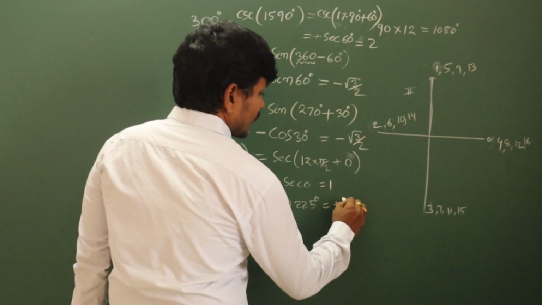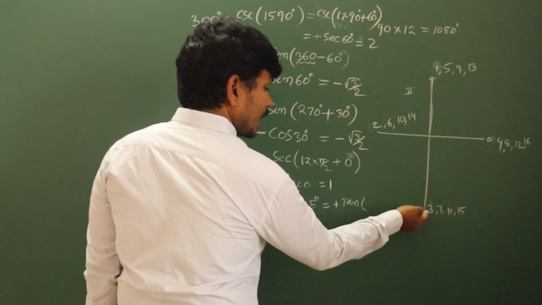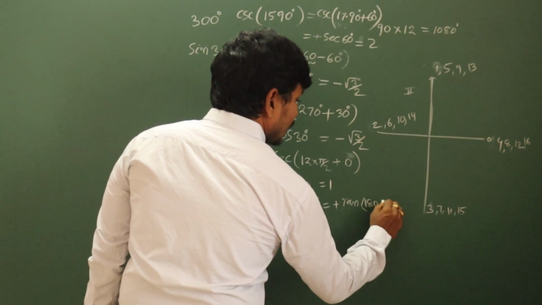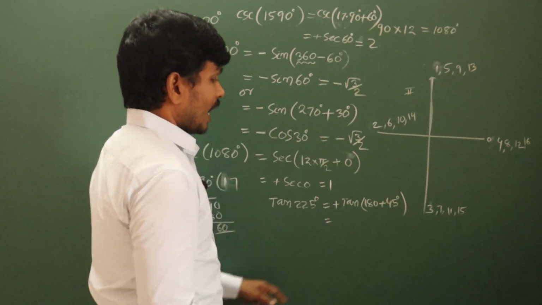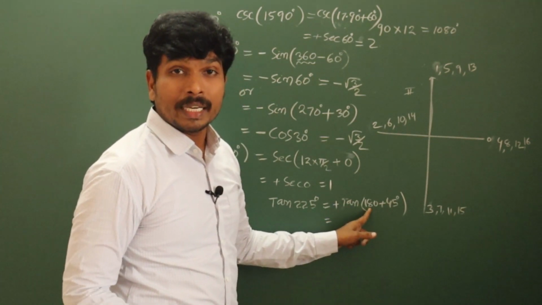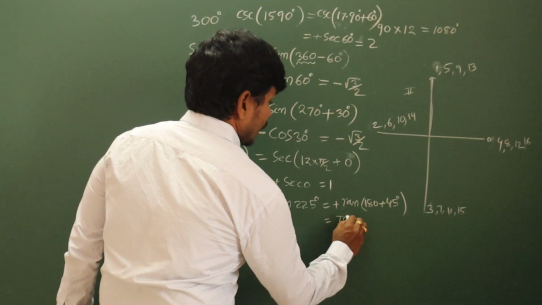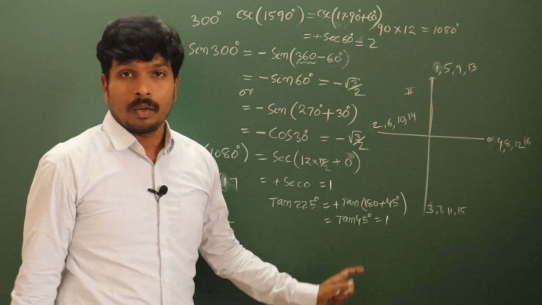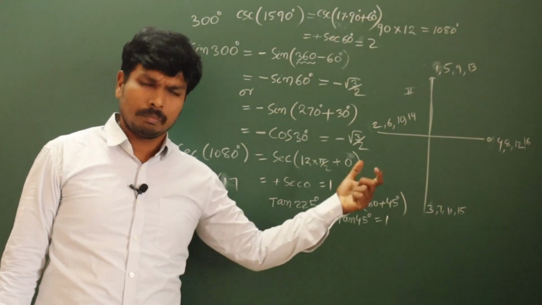And again we can express this as 180 above or 270 below. 180 above is nothing but 180 plus 45 degrees. So tan doesn't change because in 180 two 90s are there, so an even number of right angles. So that's why tan 45 degrees, its value is 1. What is tan 45 degrees? Tan 45 degrees value is 1.